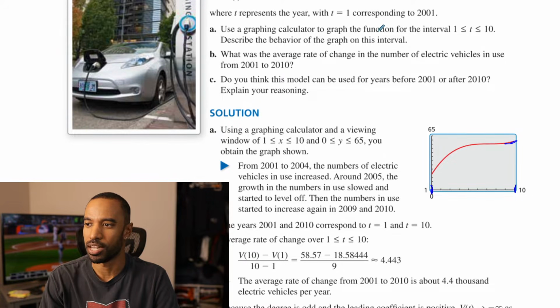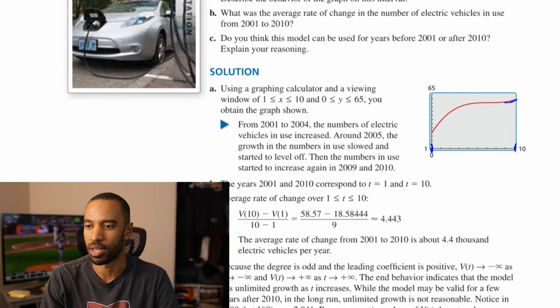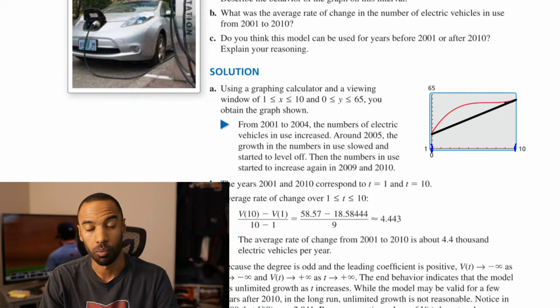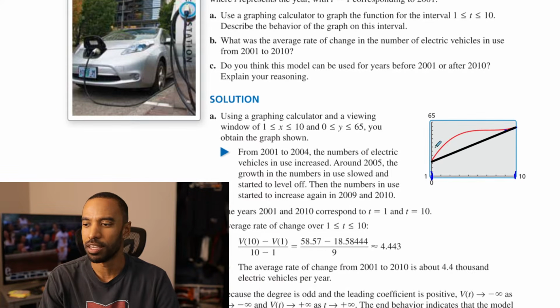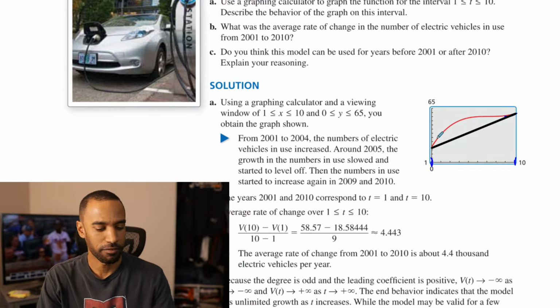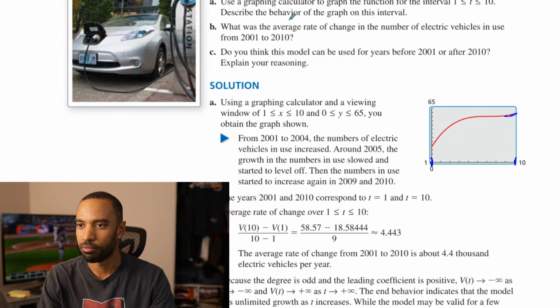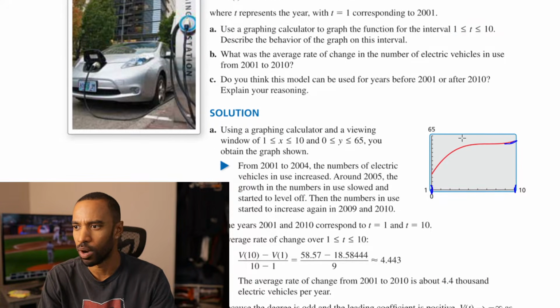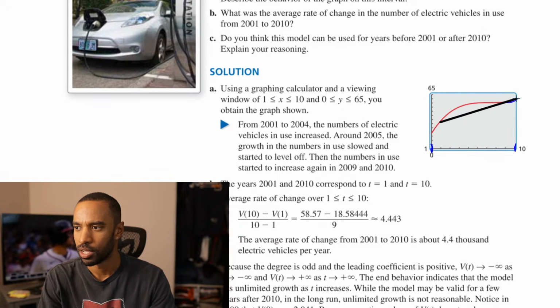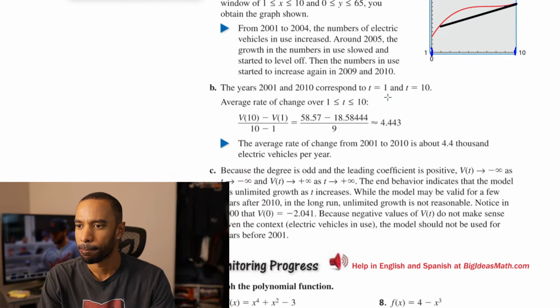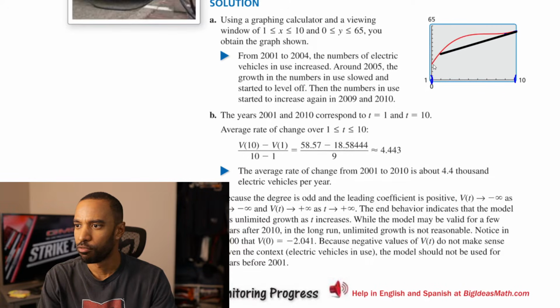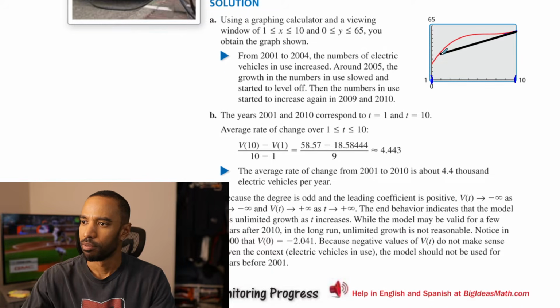What was the average rate of change in the number of vehicles in use from 2001 to 2010? Guys, this is where you're doing a slope. What's the slope from here to there, right? You're trying to find just the rise over run. So you have to figure out what V of 1 is, I guess not V of 0, right? V of 1. Why did they go from 0 to 10 if we got to go from 1 to 10? So here's 2001, I guess. So you got to go from V of 1. I'm trying to mark it, sorry. From V of 1.